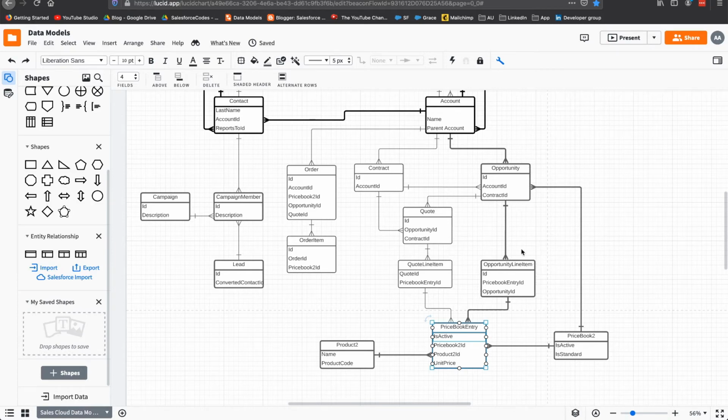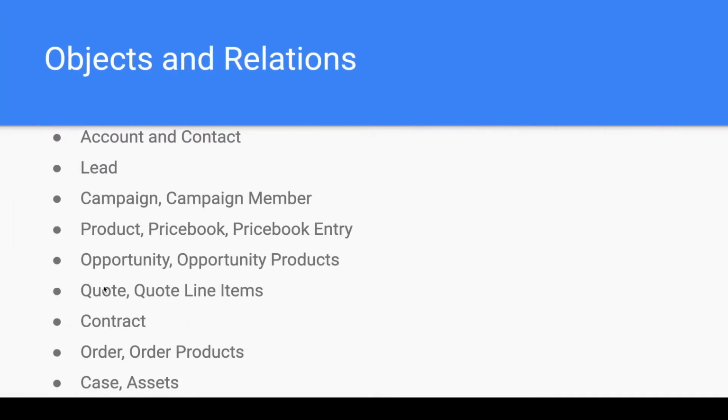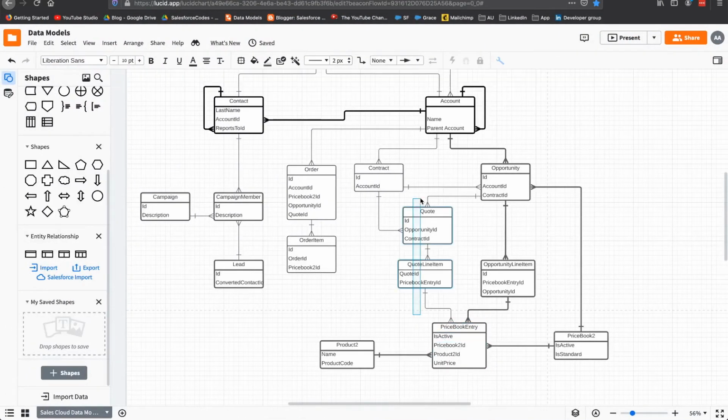Let's go to the next object. That is quote and the quote line item. Those are the next two objects in our model. If you see here, quotes are related to opportunity. So in the previous example of a computer company selling 100 computers and some keyboards to a hospital, first you will generate a quote. Since it is 100 computers, it might be a big amount, right?